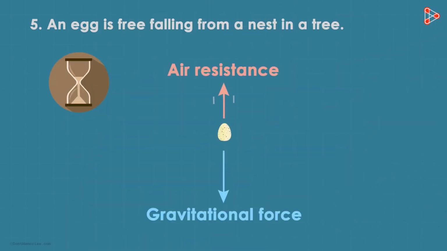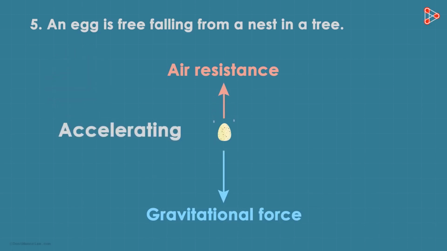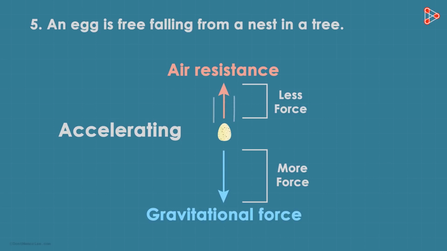This is how it will look. As it's free falling, it means it's accelerating. So the magnitude of the gravitational force will be more than the magnitude of the air resistance force. With this, you've understood the basics of forces. To know more, do watch our other videos.